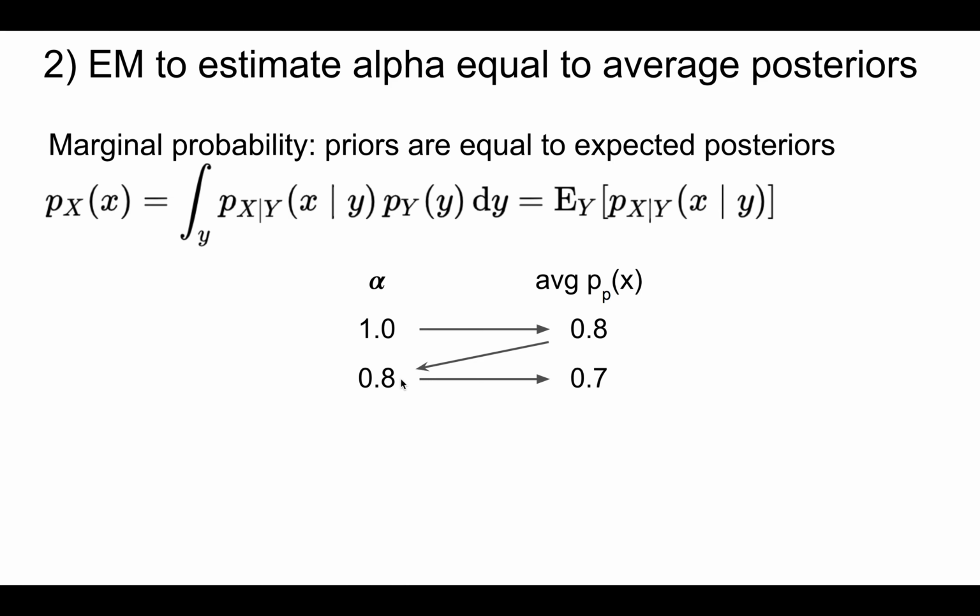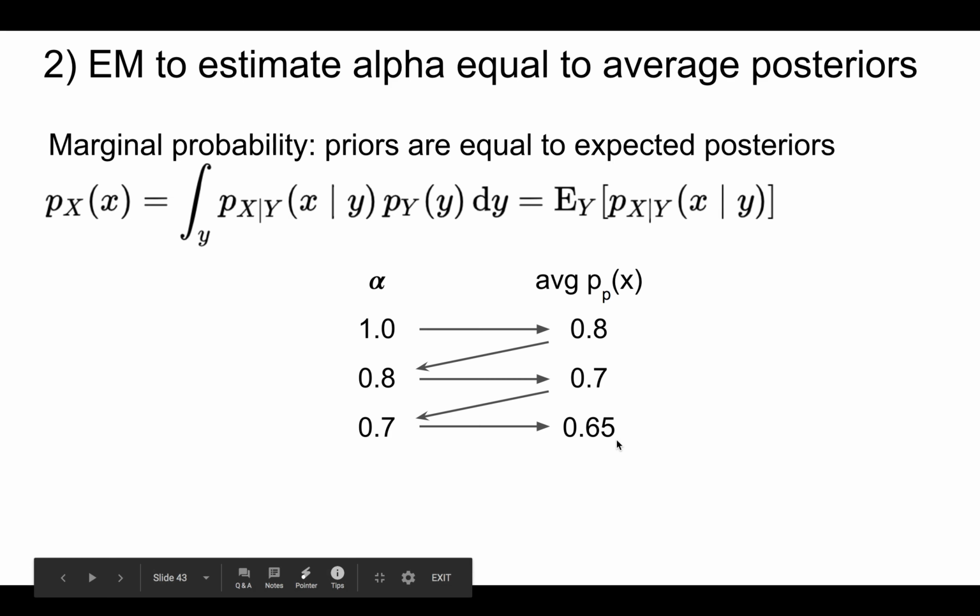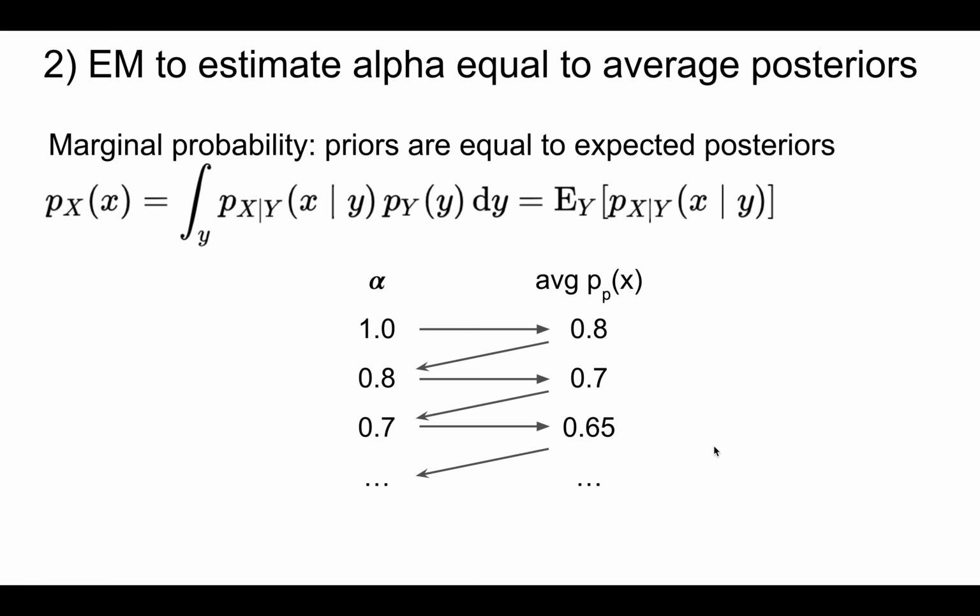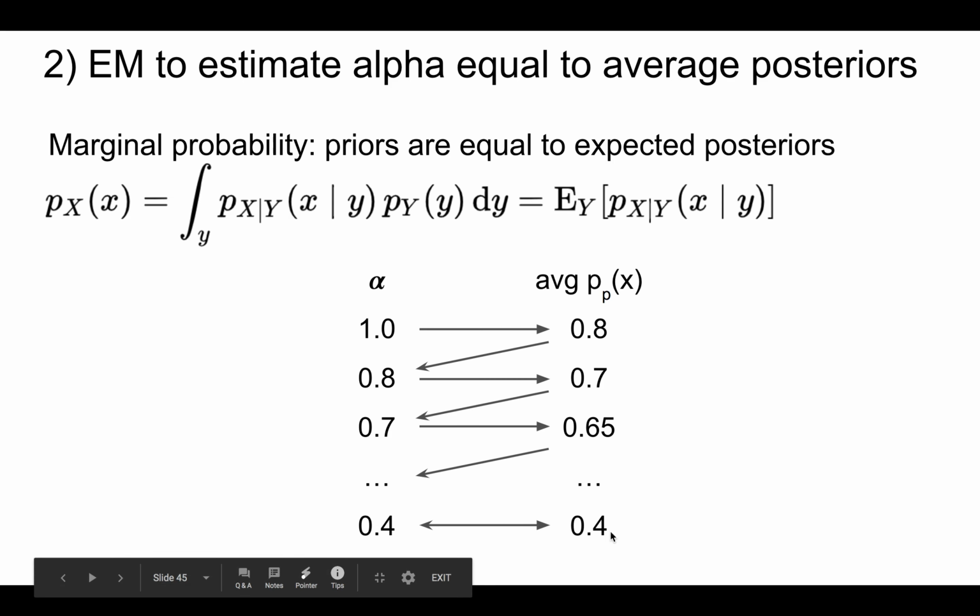We repeat. We get again a lower number. We repeat this again. And you can see that both alpha and average posteriors become lower, as well as the margin between them. But the margin is still non-zero. So we repeat this enough times, and hopefully we converge to some number, in this case 0.4, and choose this as our alpha, and it follows this rule, basically.